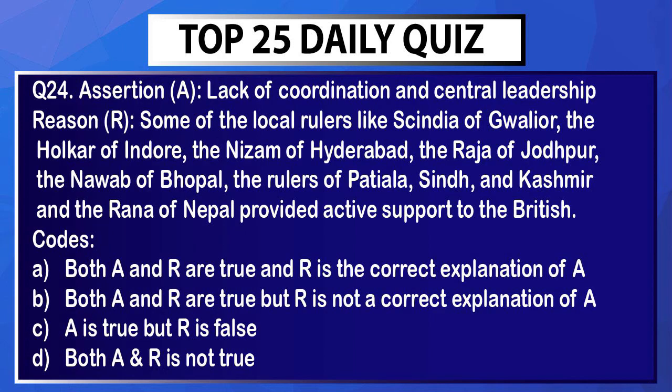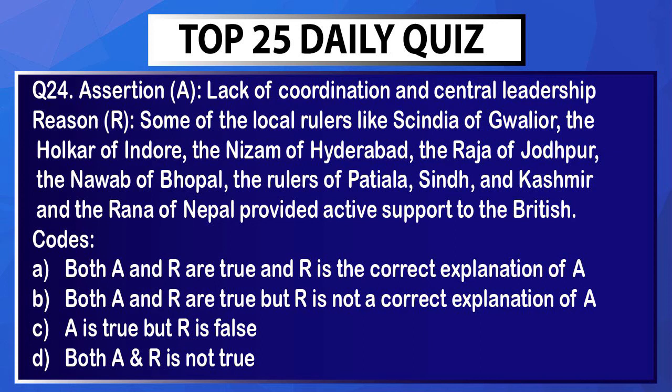Question 24. Assertion A: Lack of coordination and central leadership. Reason R: Some of the local rulers like Scindia of Gwalior and Holkar of Indore, the Nizam of Hyderabad, the Raja of Jodhpur, Nawab of Bhopal, the rulers of Patiala, Sindh and Kashmir, and the Rana of Nepal provided active support to the British.